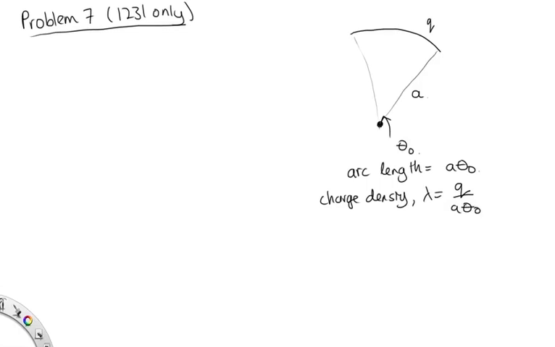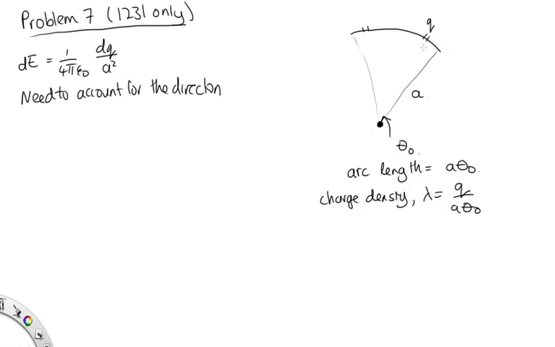What we're asked to find is the electric field here at the center. So we can write dE, the electric field due to a little increment here, is equal to 1 over 4 pi epsilon naught dq over the distance squared, which in this case is a squared. All these increments are a distance a from the center. But what we need to do now is account for the direction, because these different increments are exerting electric fields in slightly different directions like that.